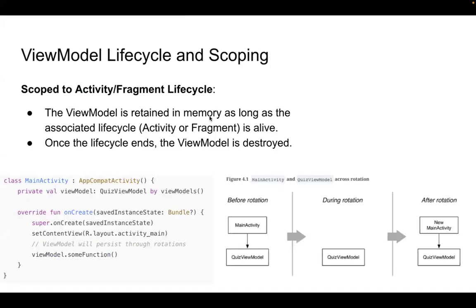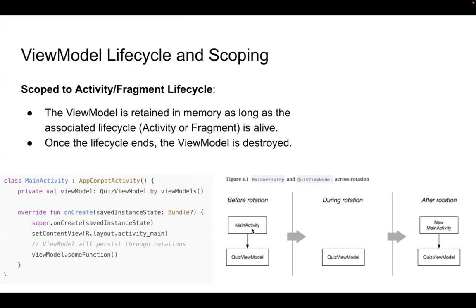The view model is retained in memory as long as the associated lifecycle activity or fragment is alive. So for example, if the activity is not running anymore, then the view model is also destroyed, right? But if the activity is there, then the view model is alive, right? I'll show you guys what happens when you rotate your screen. I'll show you guys one practical example before we do the live coding, right?